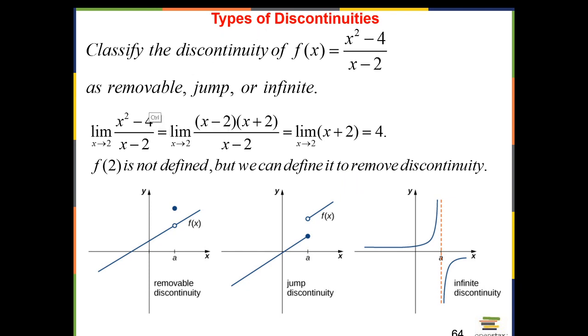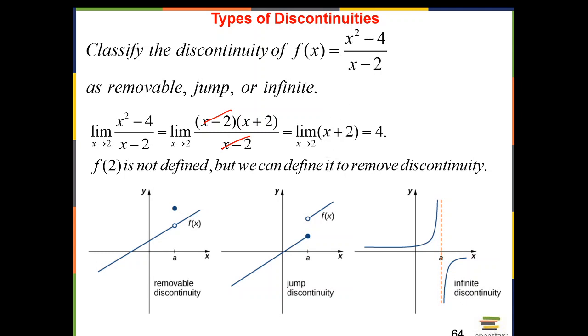We see that if we have 0 over 0, then we're going to have to factor something and cancel something to get rid of 0 over 0, right? Here, the limit would be 0 over 0 if we substitute 2 for x: 2 squared minus 4, 2 minus 2, 0 over 0. So if we factor x minus 2 and cancel it, then we get x plus 2, and the limit is 4. So there is a limit as x approaches 2. The limit is 4, right? But f at 2 is not defined. So this is a removable discontinuity.